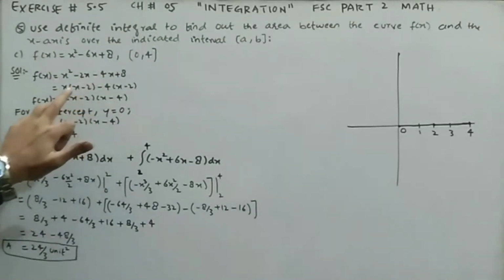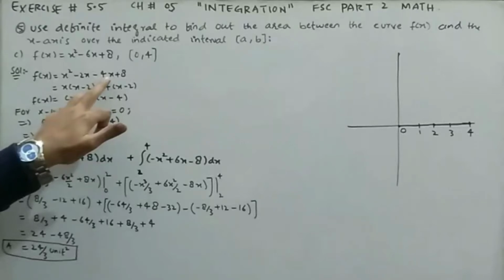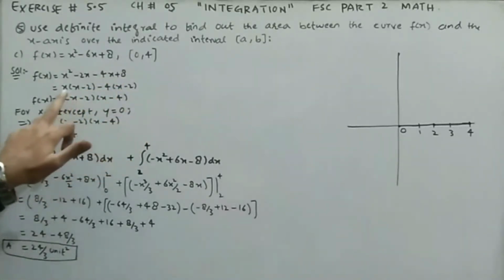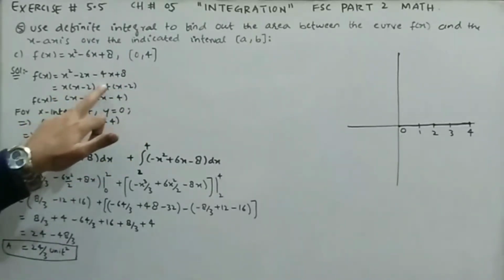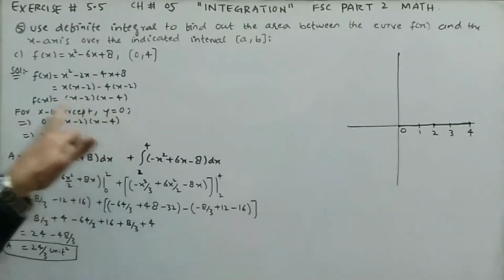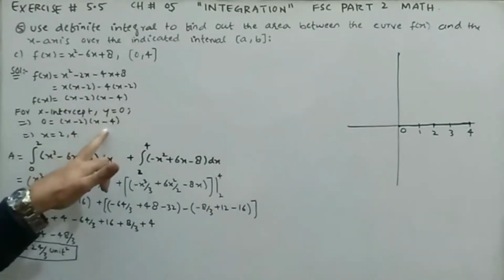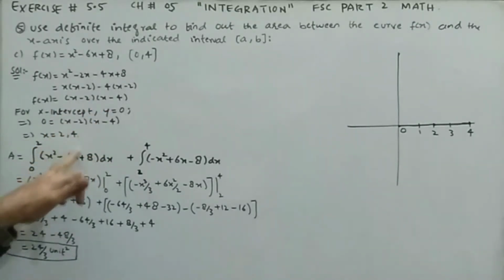From x square minus 2x, take x common, we are left with x minus 2, and from these two terms take out minus 4 common, we are left with x minus 2. So by grouping the terms, it becomes x minus 4 into x minus 2 is equal to f of x. For the x-intercept, f of x will be 0. So by putting f of x equal to 0, we get x minus 2, x minus 4, and we get two values, x is equal to 2 and 4.